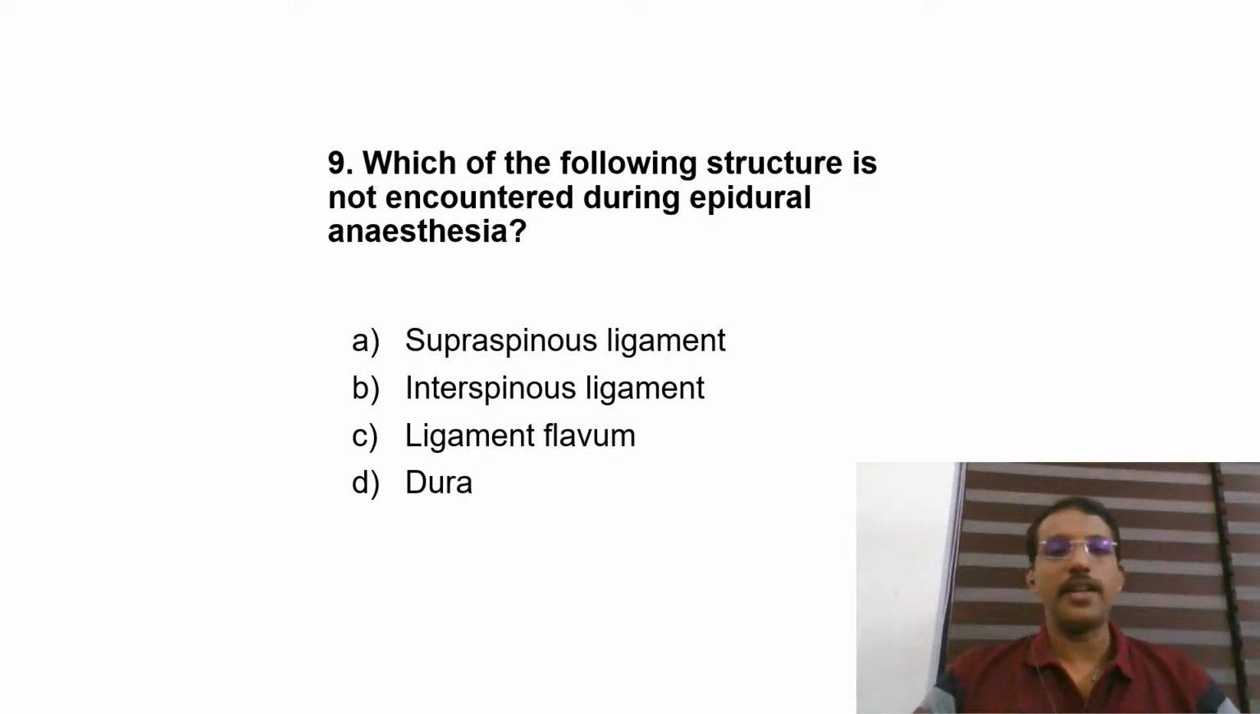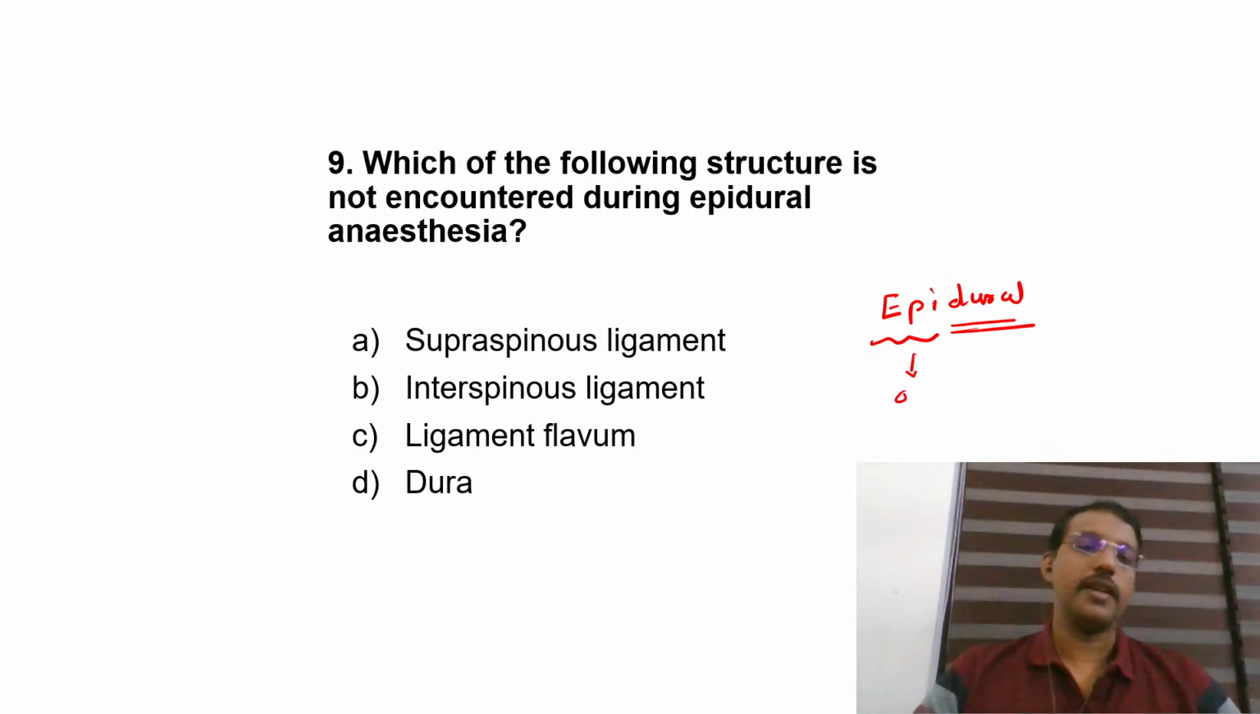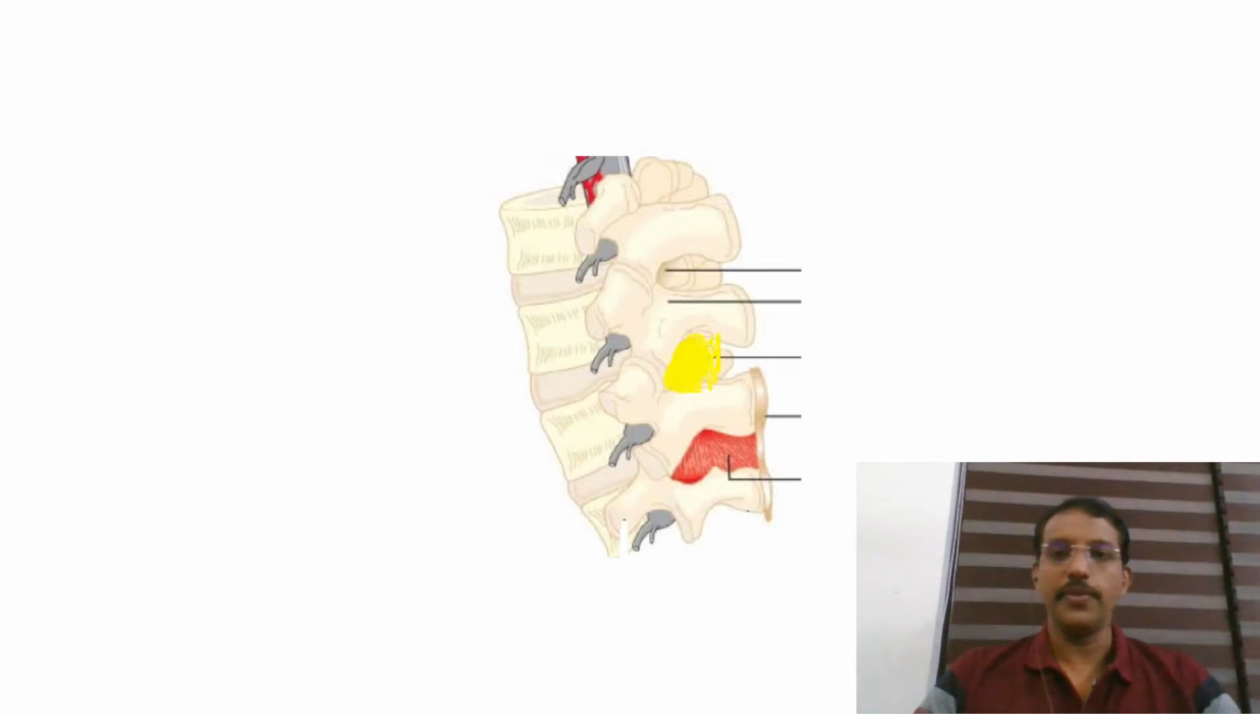So the word itself tells you that. What do you mean by epidural? Epi means outside. So you are actually depositing the drug outside the dura. So there is no point of puncturing the dura. So dura is not encountered. Very good. That's right. All of you have got it right. Good. Just to give you an idea, I'll just brush through this. This is a spine, as you all know. Anatomy of spine.